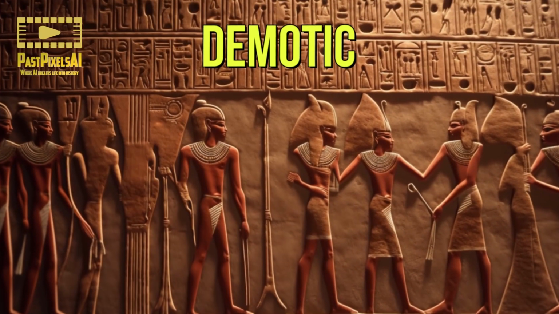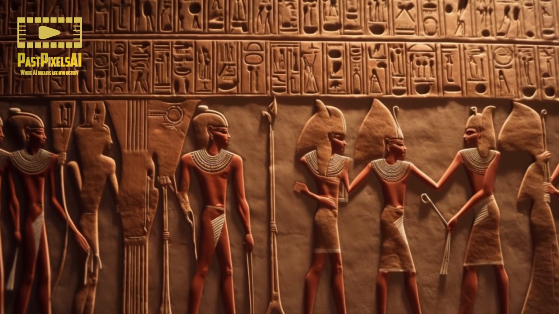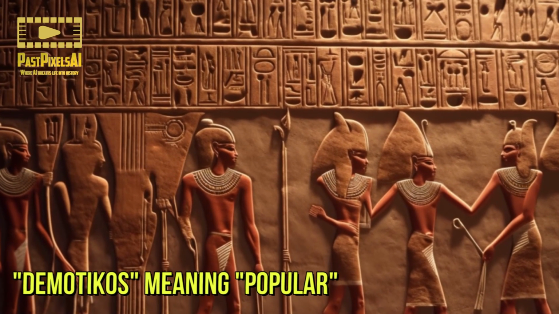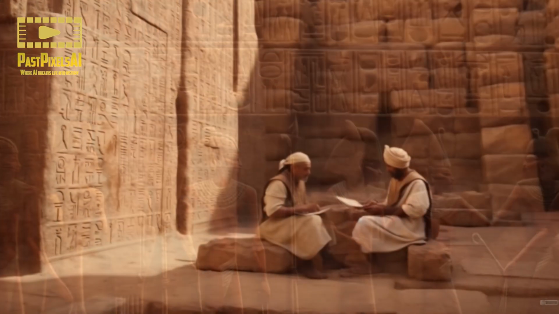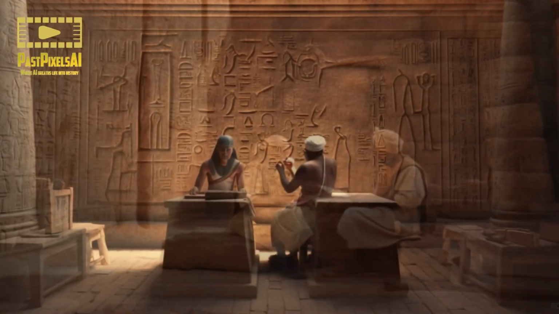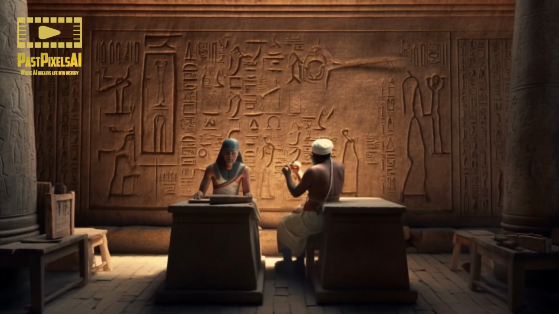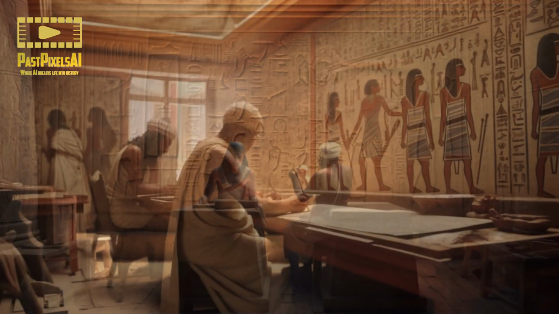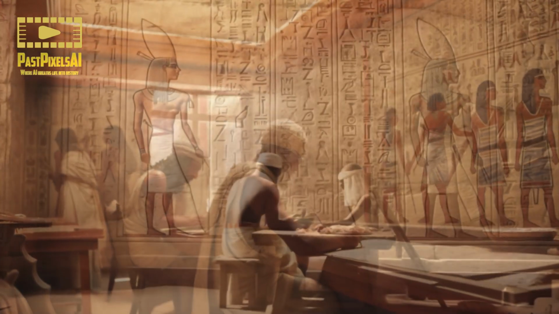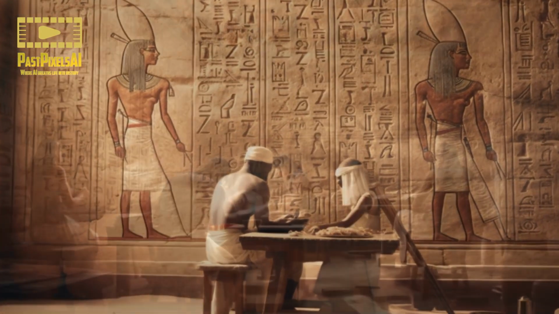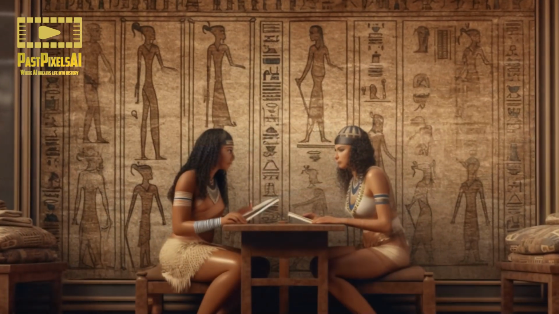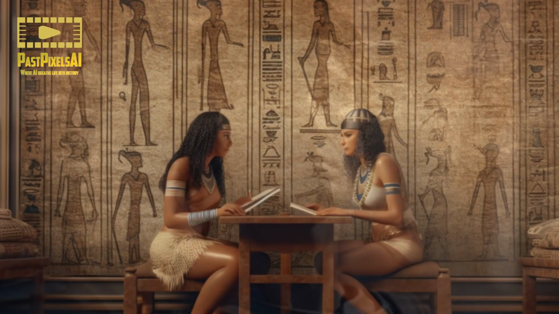Demotic. This script was the common script of Egypt. Demotic, derived from the term demotikos, meaning popular, was a simplified, cursive form of writing that developed from earlier scripts used for everyday purposes. It was the script of the people, used for a wide range of secular and religious documents. By including Demotic, the decree was made accessible to the literate Egyptian administrative class and the general populace who were familiar with this script.